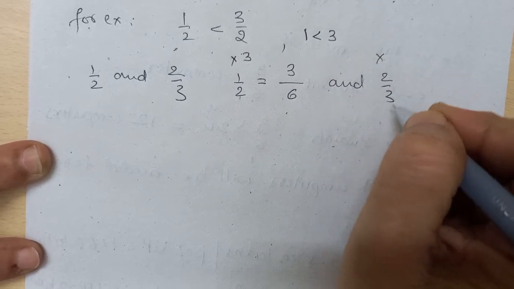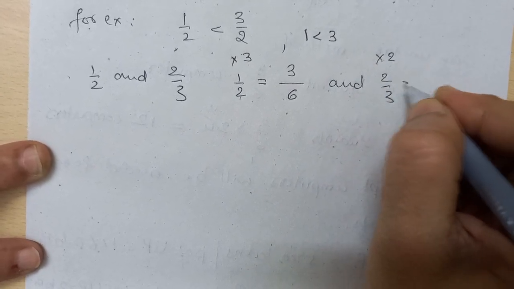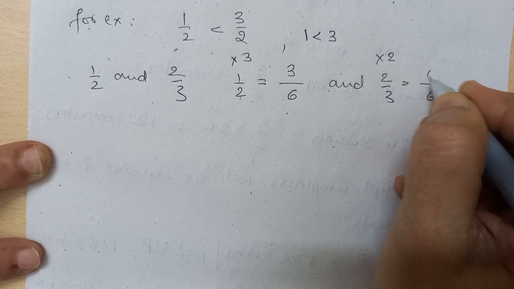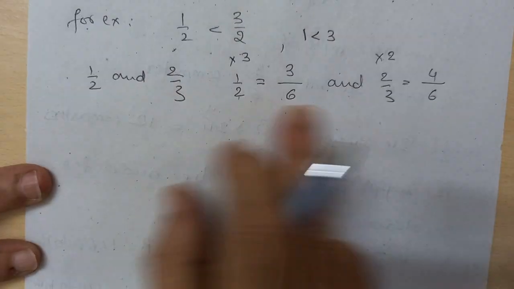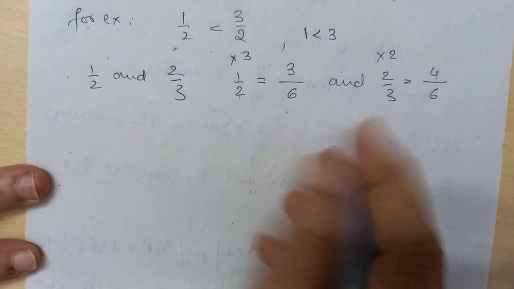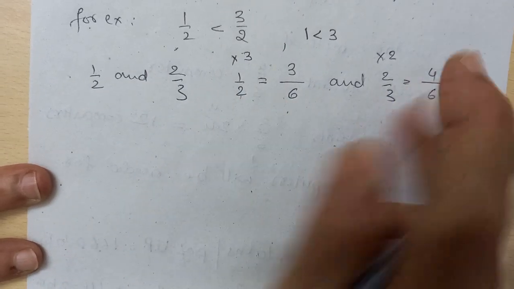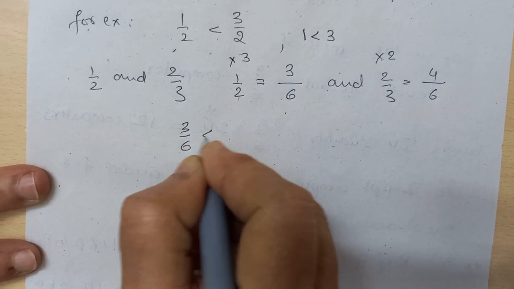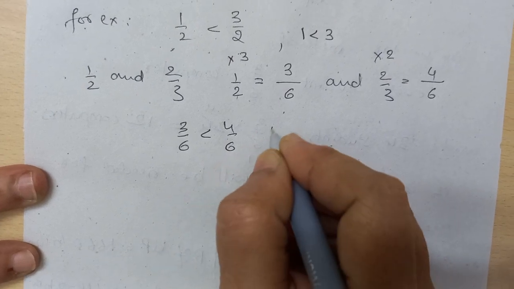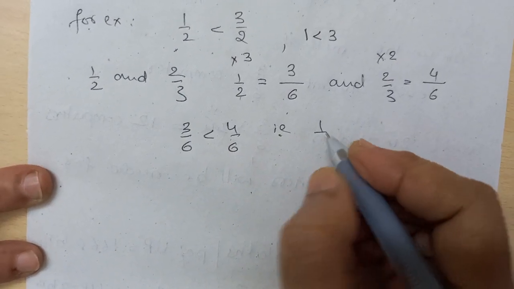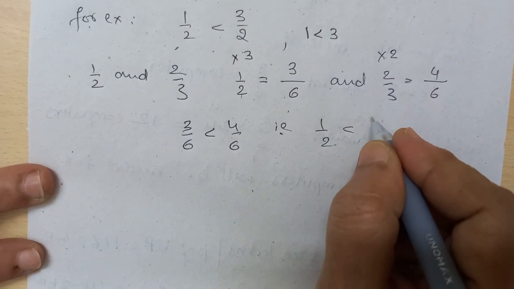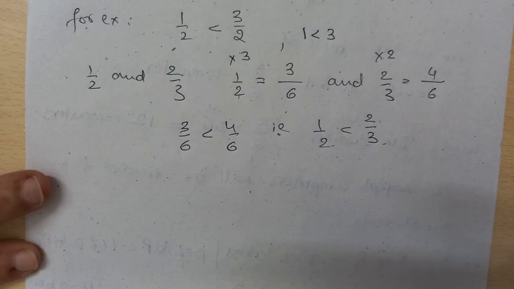Multiplying the fraction 2 by 3 by 2, we get the denominator as 6. Now we can compare 3 by 6 and 4 by 6. As 3 is less than 4, 3 by 6 is less than 4 by 6. That is 1 by 2 is less than 2 by 3.